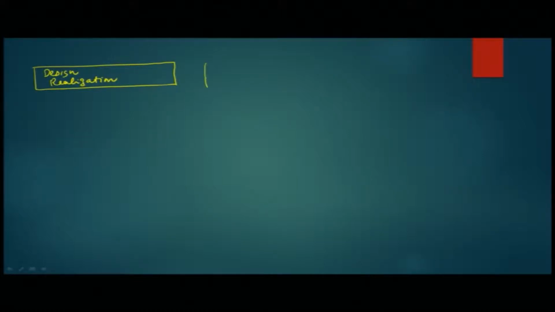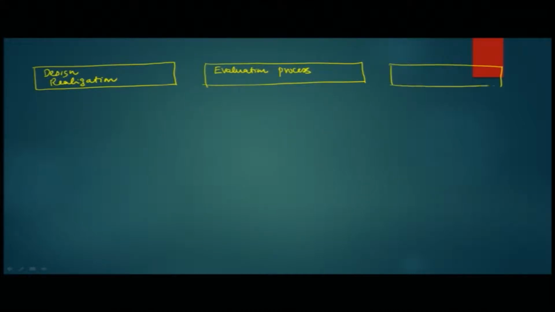Then we will draw the second part, which is the evaluation process. Then we will draw the third one, which is the product transition. So, we draw something like this, so that it starts from design realization to evaluation process and product transition.